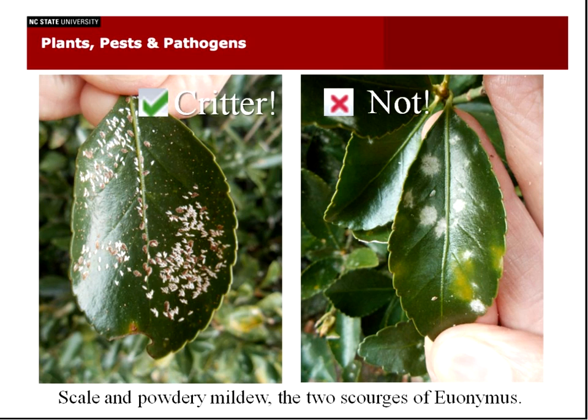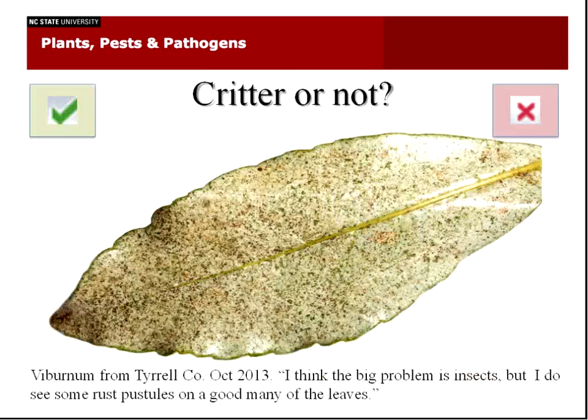So right here on the left, you see the white male scales and these round female scales. And then, of course, these patches of powdery mildew on the other leaf. And let me add that the yellowish spots on the Euonymus leaf here correspond to the powdery mildew infections on the other side of the leaf. So, that's not too bad so far.